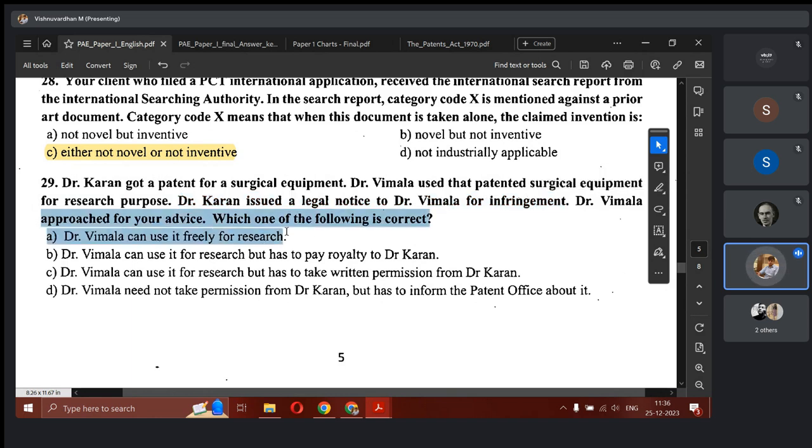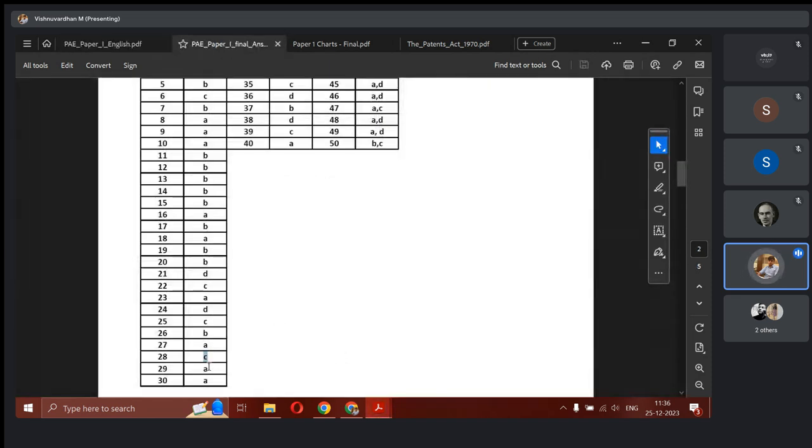Dr. Vimala can use it freely for research. Option A has to be the right answer. Dr. Vimala can use it for research but has to pay royalty? No, if you use it for research, it's exempted. No need of any royalty. Dr. Vimala can use it for research but has to take written permission? Not needed yet again. Dr. Vimala need not take permission from Dr. Karan but has to inform the patent office? No, not at all. 29 has to be A. Okay, 29 is A. Cool.